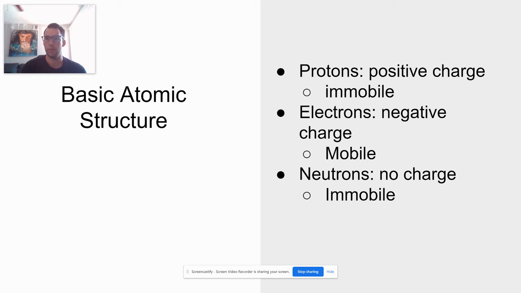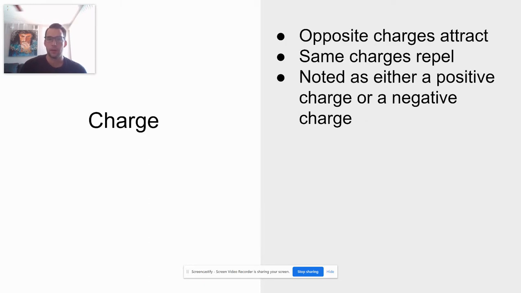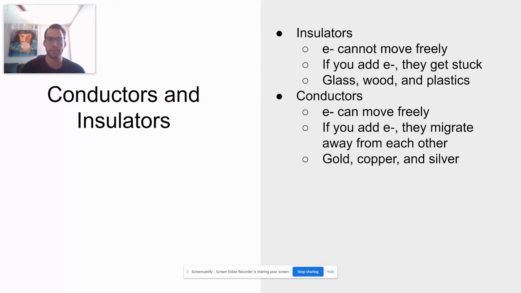So protons have a positive charge and they can't move. Electrons have a negative charge and they can move. For charge, opposites are going to attract, same charges are going to repel. So protons are going to be attracted to electrons, but protons are going to be repelled from other protons.